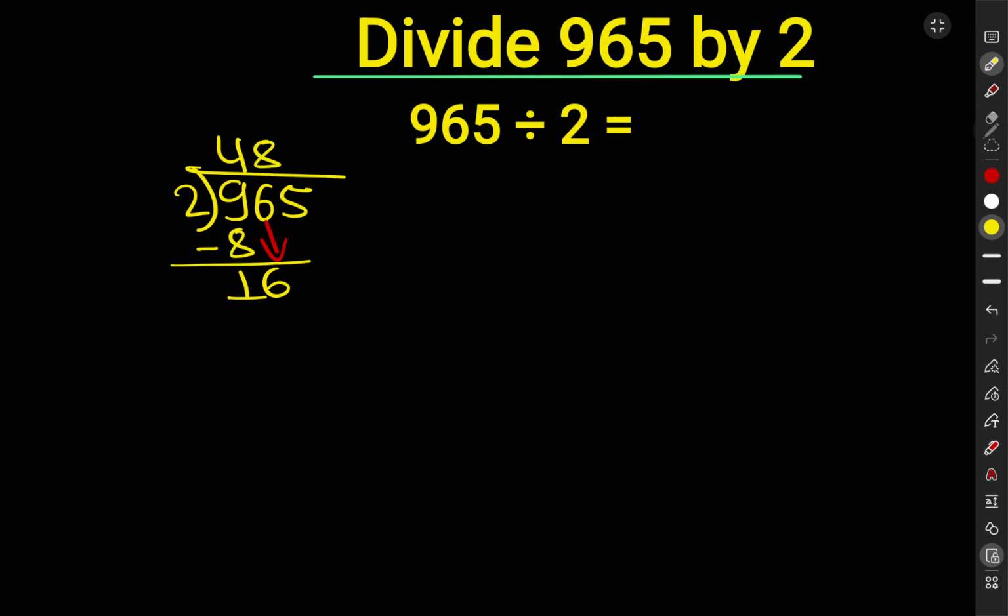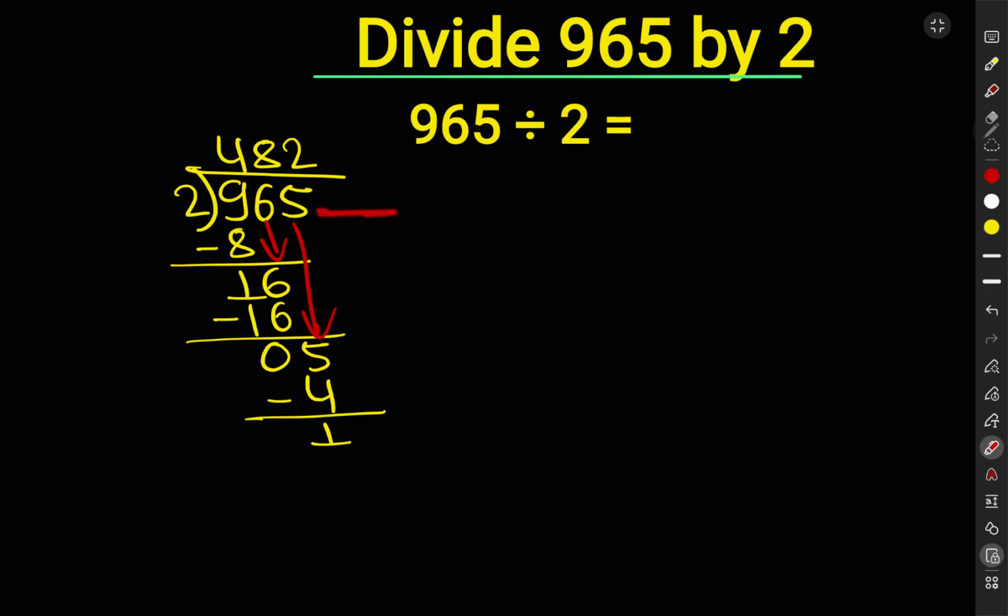So 2 times 8 is 16. On subtracting we get 0. So again we put down this 5 and 2 times 2 is 4. On subtracting we get 1. So now there is no other number to put down.